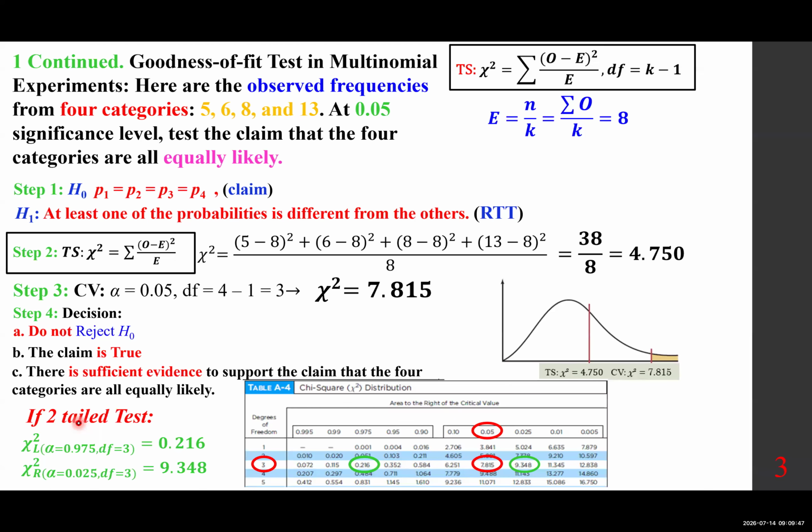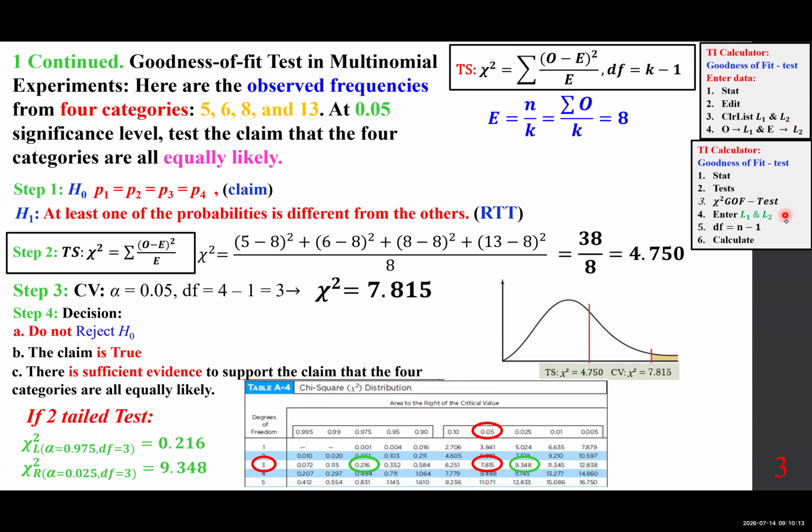This is in case. As far as technology is concerned, how does that work? You use the TI calculator. For the goodness of fit test, go to stat, edit, and clear lists L1 and L2. The observed values go in L1 and the expected values go in L2. The observed values are 5, 6, 8, 13. The expected value is 8, so L2 is all 8s. Then you do the goodness of fit test: stat, test, chi-squared GOF, goodness of fit. Enter L1 and L2. Degrees of freedom is n minus 1.